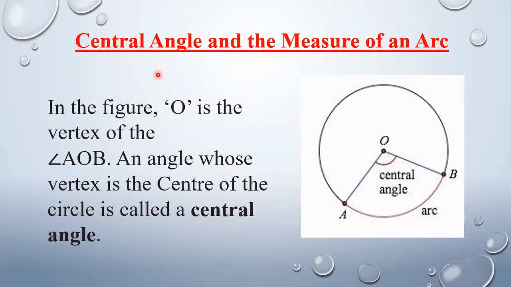Next is central angle and the measure of an arc. Here in this figure O is the vertex of angle AOB. Here in this figure you can see angle AOB. An angle whose vertex is the center of the circle is called a central angle. An angle whose vertex is the center of the circle, that we call a central angle.